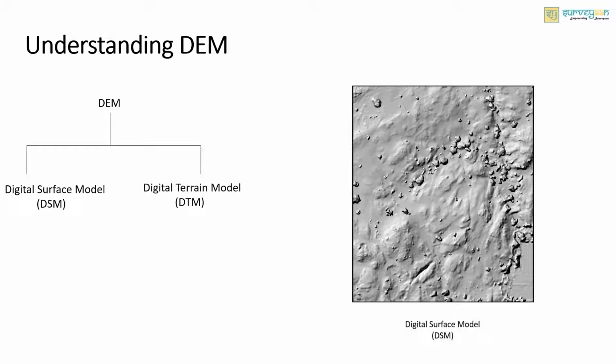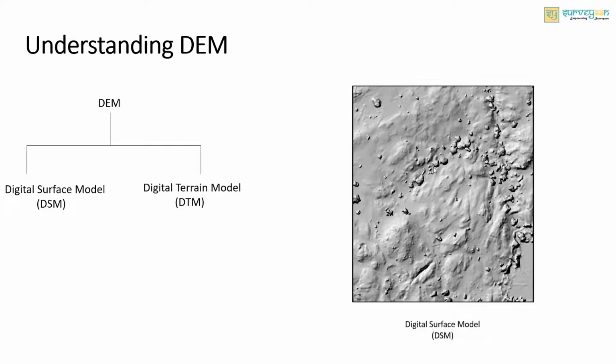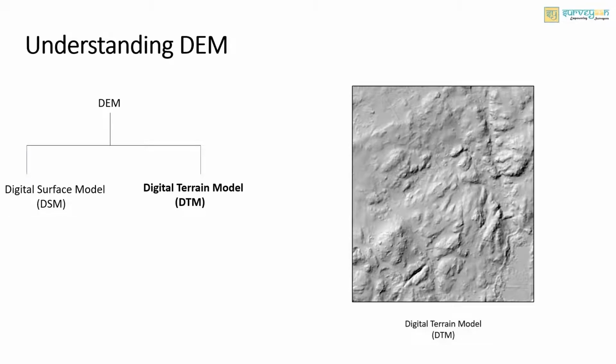Next, let us look at what the digital terrain model is. The digital terrain model consists of the Earth's surface, but it does not include the objects like the trees, buildings. It only contains the terrain. And here in this picture, you can see that there are no rounded structures like the ones in the digital surface model. And this is how you distinguish a digital terrain model from the digital surface model.